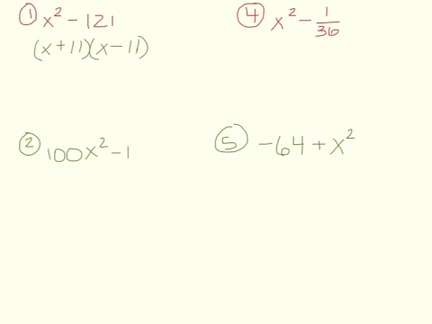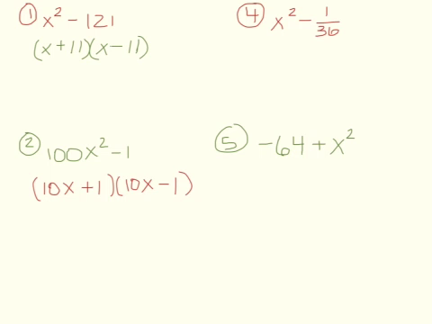On number 2, same thing. I've got two perfect squares, 100x squared. The square root of 100 is 10, and the square root of x squared is x. So I've got 10x times 10x, which makes my 100x squared, and then plus 1 and minus 1, because 1 times 1 is 1, and then when I distribute, I'll have negative 10x and positive 10x, which will be the middle term, 0x.